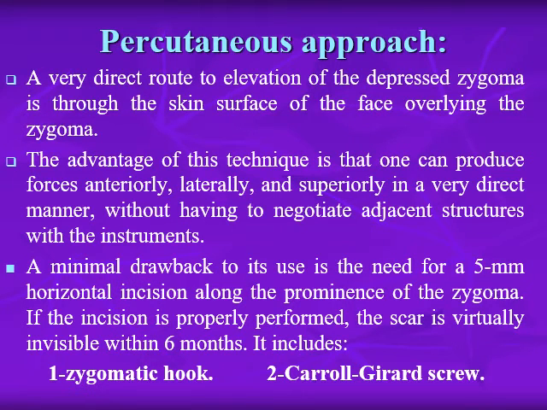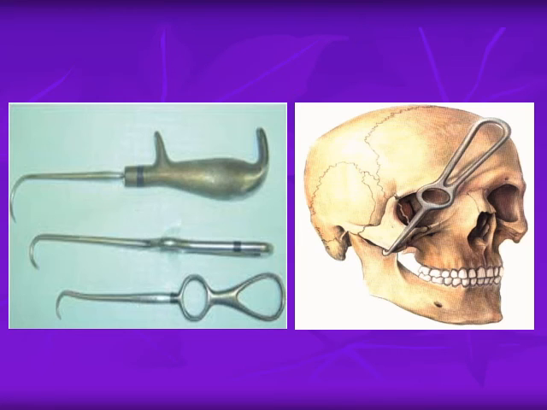Through the skin, we have two instruments: zygomatic hook or carrot screw. These are different shapes of zygomatic hooks that are used for reduction of zygomatic bone. It is directly introduced through the skin by an incision about half a centimeter in the cheek area, and the sharp end of the hook is introduced below the zygomatic bone and can be reduced upward and outward. It is the most common type of instrument used for reduction of zygomatic bone.